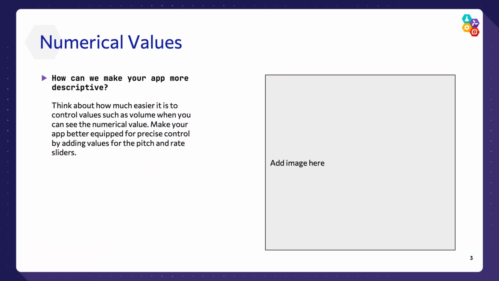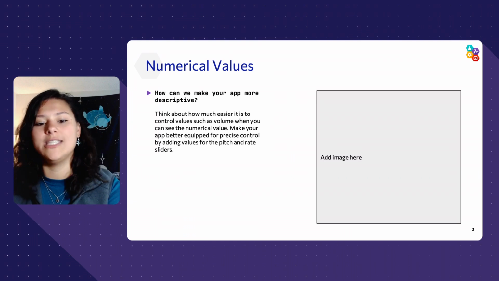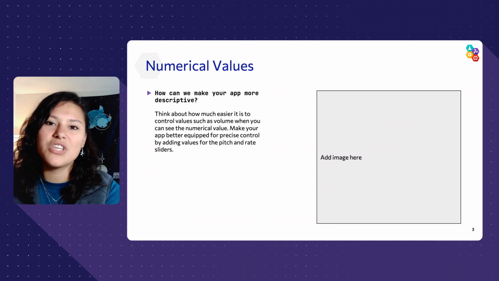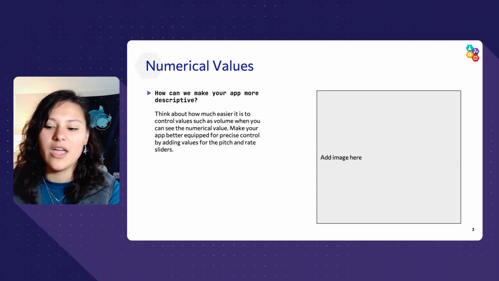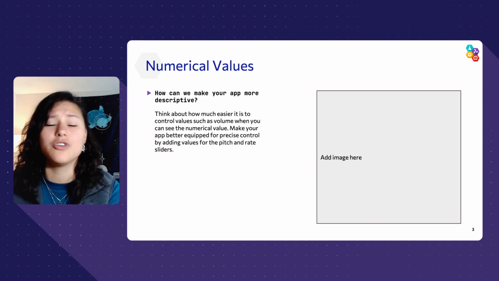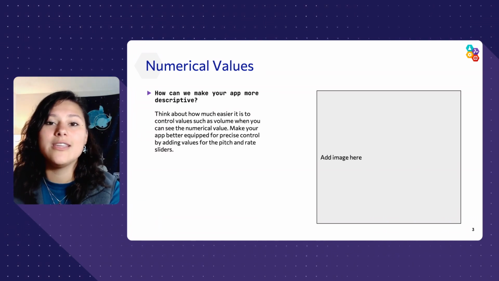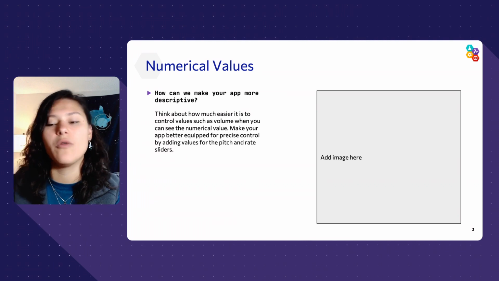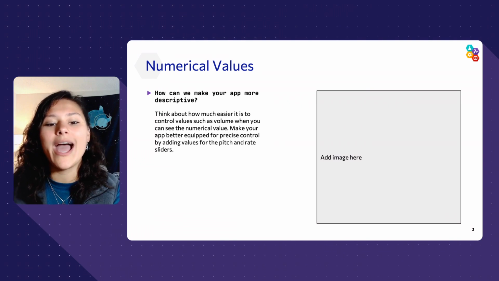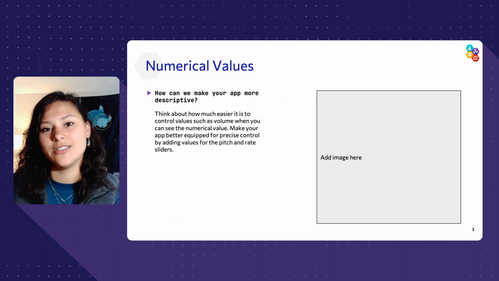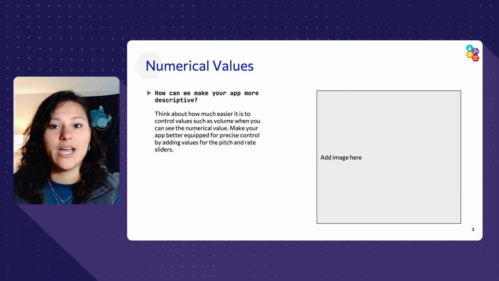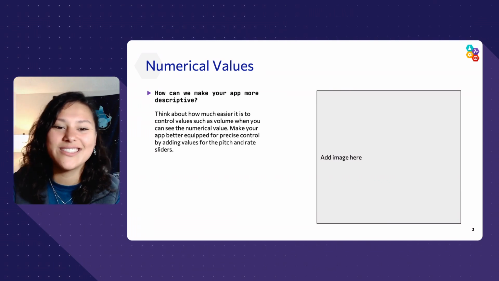The first one is adding numerical values. Think about how much easier it is to control values such as volume when you can see the numerical value. Instead of just having a slider, you can say, okay, from a scale of 0 to 100, I want my volume to be at 70%. Maybe that's too loud. You drop it down to 50%. It's a lot easier for the user to control what they want out of the app. So you can make your app better equipped for precise control by adding values for the pitch and rate sliders. You guys can add your images of your sliders to the Student Interactive Workbook here, and we would love to see the results of this.